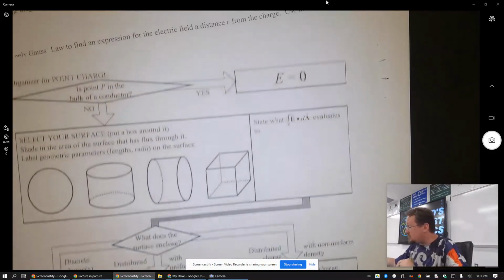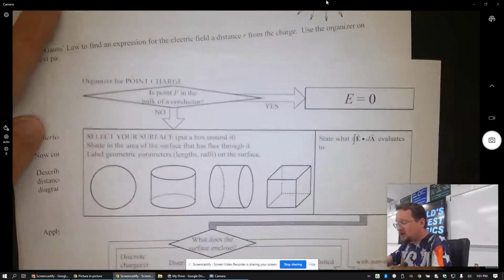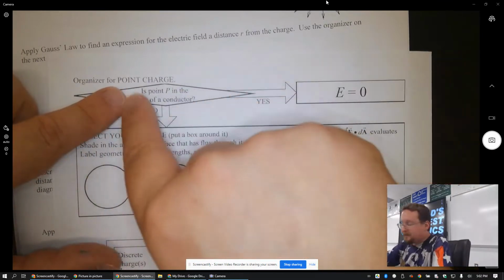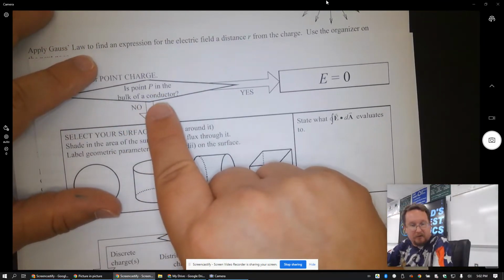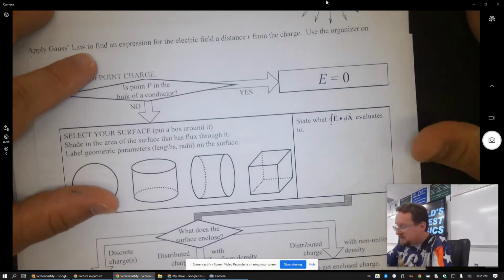Unlike the continuous charges flow chart, it fits on a single page. Okay, first question, rhetorical question: is the point P where we're trying to find the electric field inside the bulk of a conductor? If the answer is yes, just go straight to E equals zero.